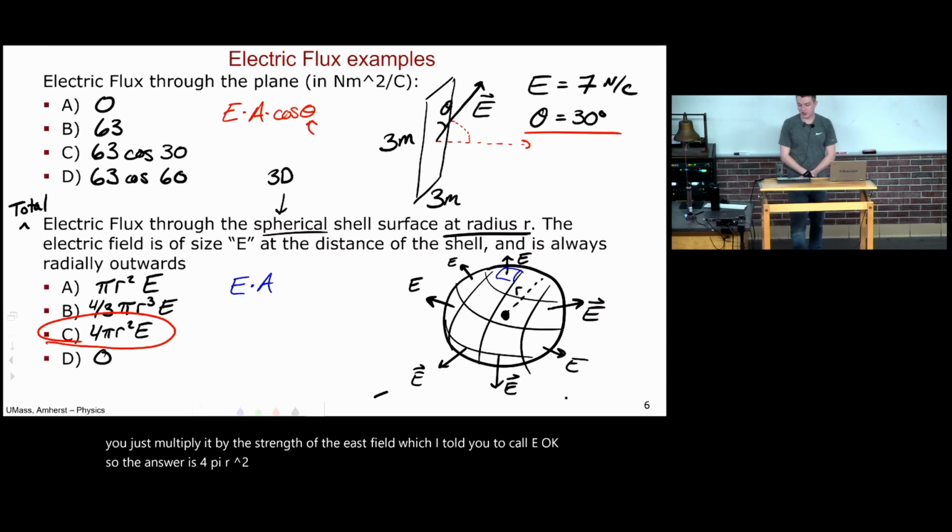Again, this surface was really nice because the arrows were perpendicular to it everywhere. We're going to use this. I didn't pick this example out of nowhere. We're going to use this soon.